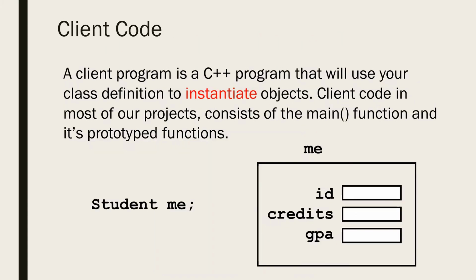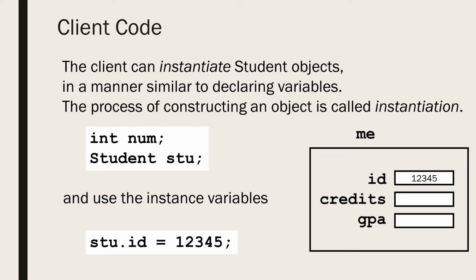Each of the variables inside that object is called an instance variable. So in this case we could see if the class definition is for an ID, credits, and GPA, those three variables will be present in every student object that's created. The client, which is the main program, instantiates objects, makes objects. The constructor does the work, brings together all the spaces in memory to store the data, and that allows us to assign values to each of those instance variables as the program goes on.